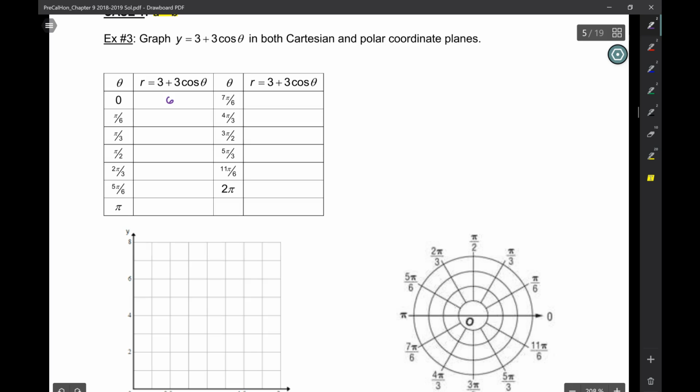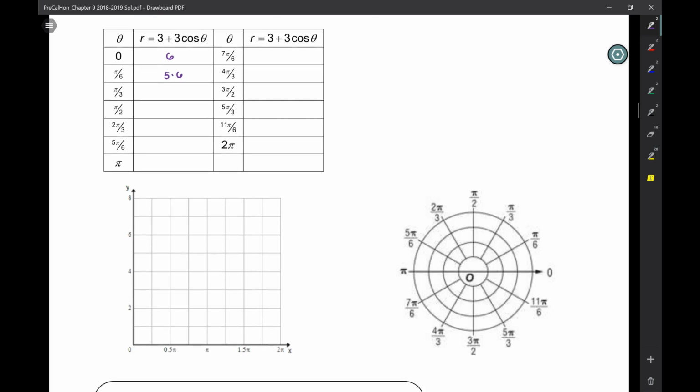Now, when we do pi over 6, literally what you're going to do is in your calculator, you're just going to type in 3 plus 3 cosine theta. And I've done it to be more efficient. It's 5.6. It's both. I'll talk about tests later, okay? Let's not focus on that right now.